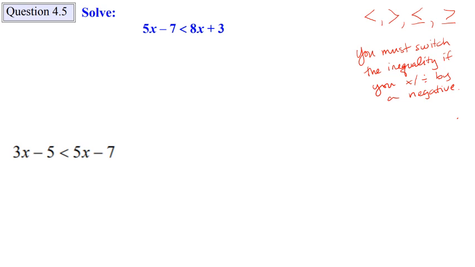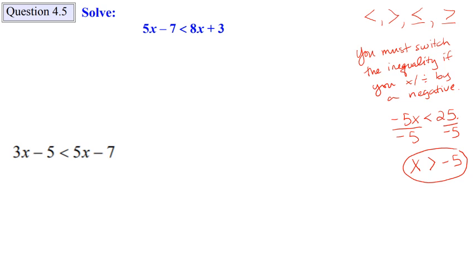So for a very quick example, if I had negative 5x is less than 25, in order to solve this, I would divide both sides by negative 5. Now normally we would just write x equals negative 5, but because it's an inequality and because we divided by a negative, I'm going to switch the inequality to a greater than symbol. So that is essentially this lesson.